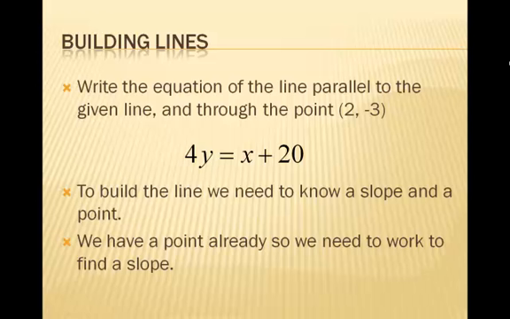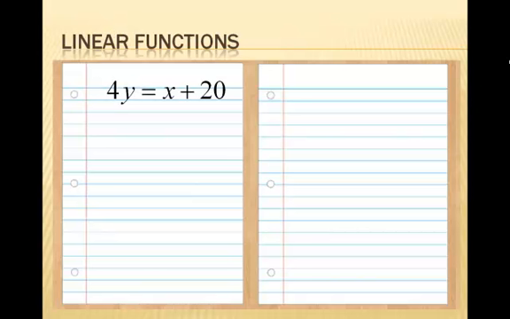I want to write the equation of a line that is parallel to this given line, and it happens to go through the point (2, -3). As you can see immediately, I do have a point that I can use, but I'm not really sure what the slope is. So in order to proceed through this example, I first need to figure out the slope of this line, 4y = x + 20, and then I need to put all of that information into point-slope form. All right? So let's go ahead and give this a try.